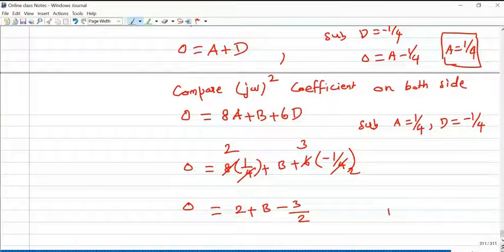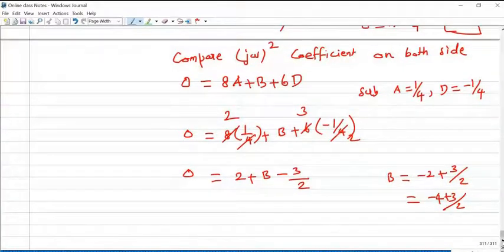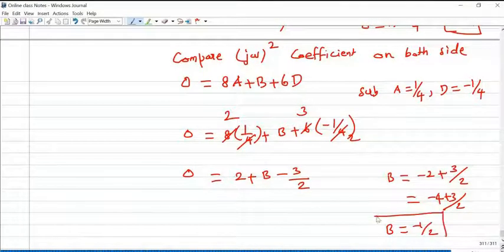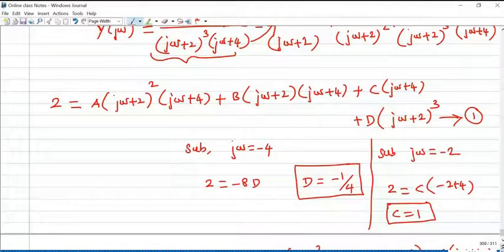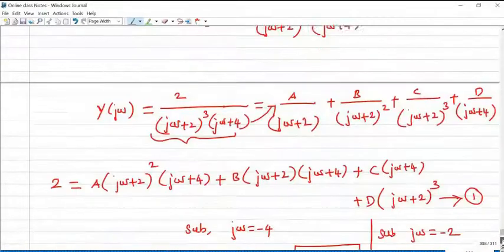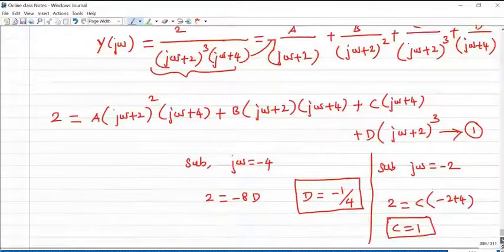So now simplify this. B equal to minus 2 plus 3 by 2. Minus 4 plus 3 divided by 2. So the value for B now is minus 1 by 2. B value minus 1 by 2. Right? So A, B, C, D, all the values we have calculated. Now directly substitute the a value, b value, c value, d value in this equation, and then take the inverse Fourier transform. Then you will get your y out.